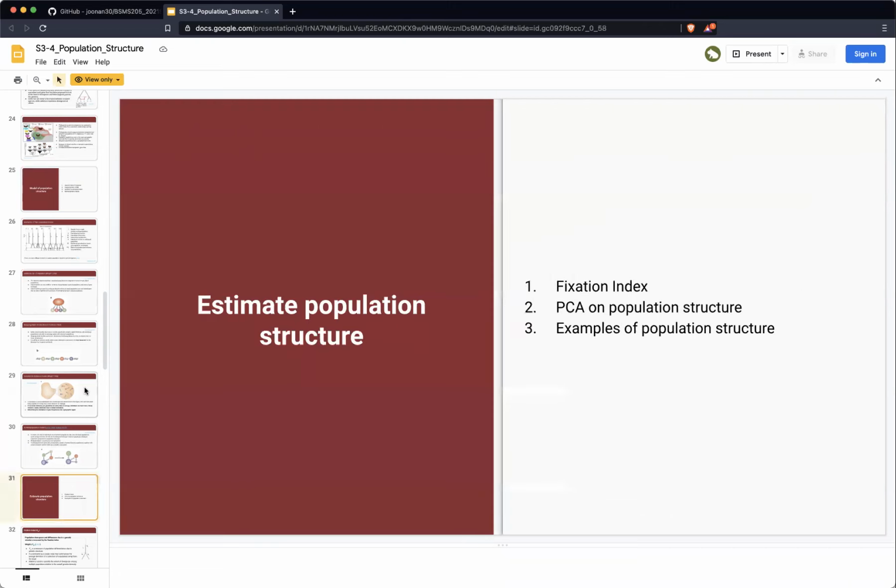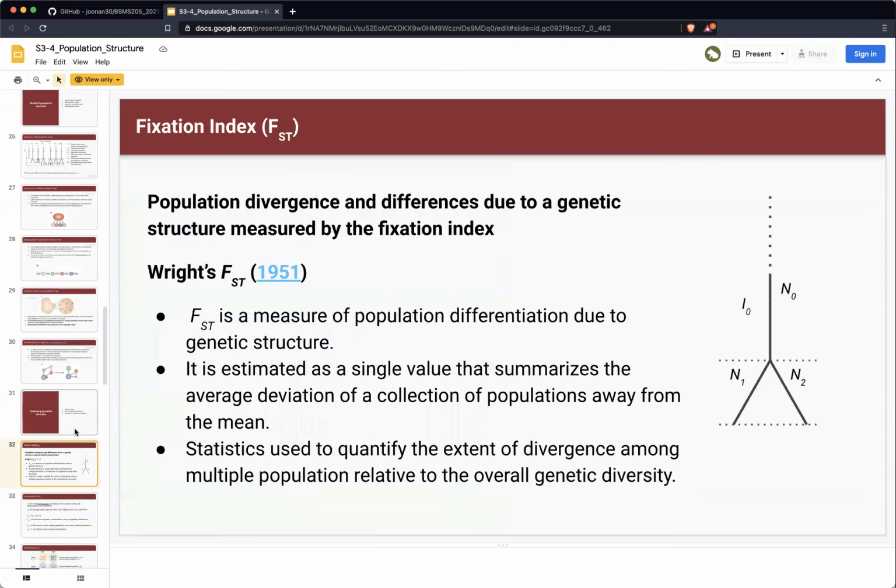But the more important topic is how we estimate this population structure. There are a few ways we can estimate how populations differ from each other. One way is the fixation index, which is the first topic. The second one is PCA, which is another classical way of looking at population structure. And I'm going to introduce examples of this population structure.